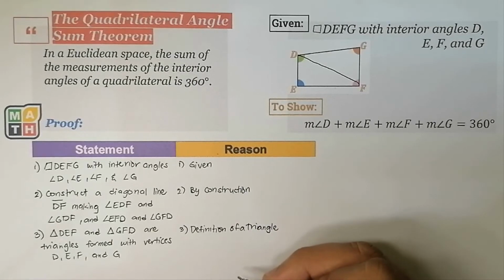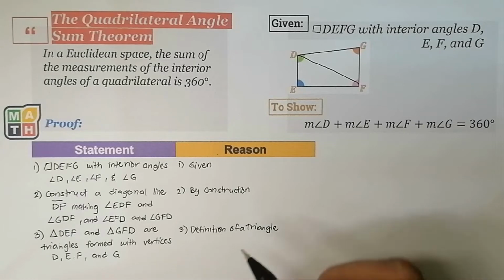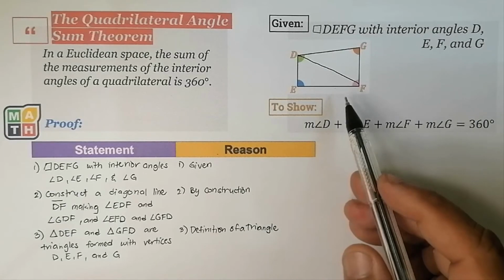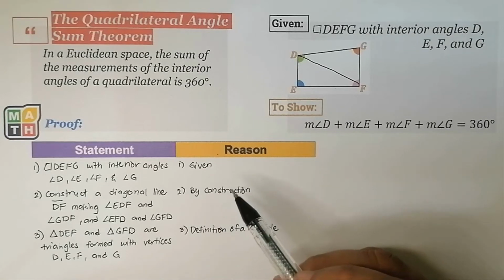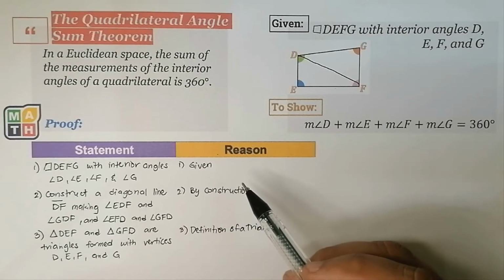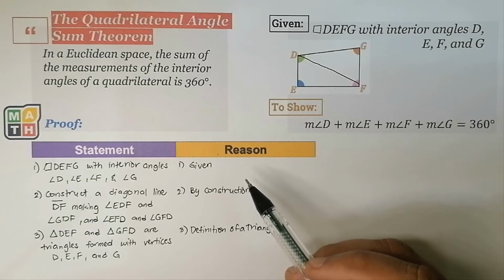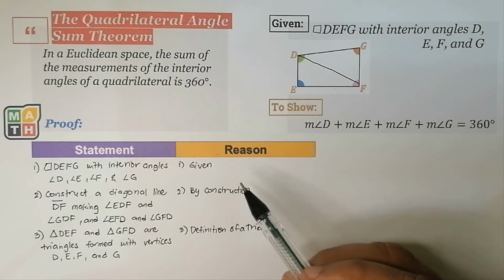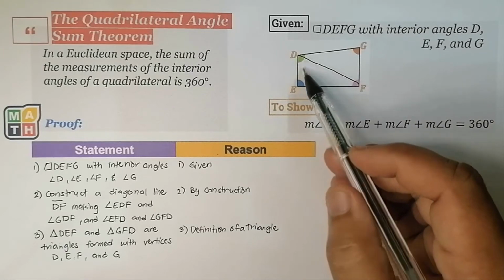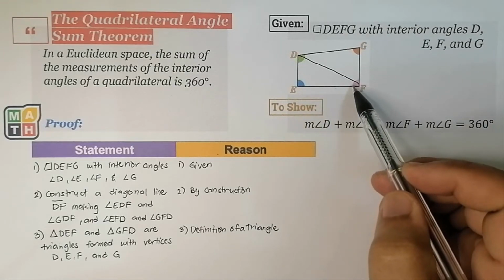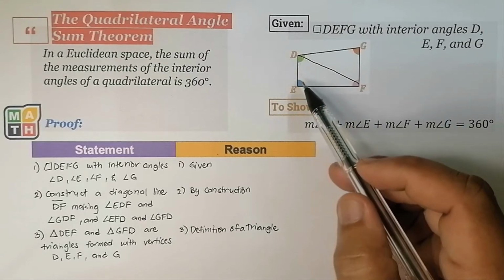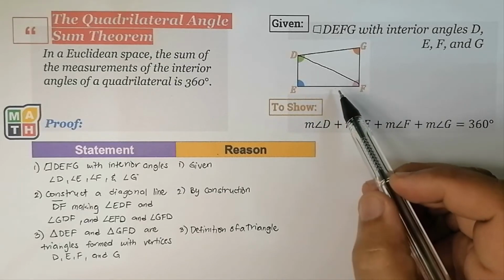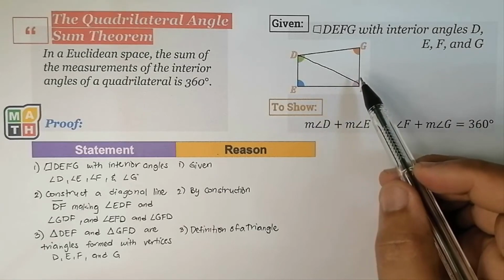I like that. Once we have established triangles here from this diagonal line, we can look into the previous angle sum theorem, which is focused on triangles. Specifically, the triangle angle sum theorem, which tells us that the sum of the measurements of the interior angles of a triangle is equal to 180 degrees.